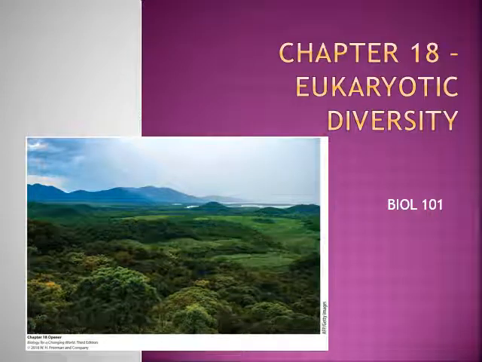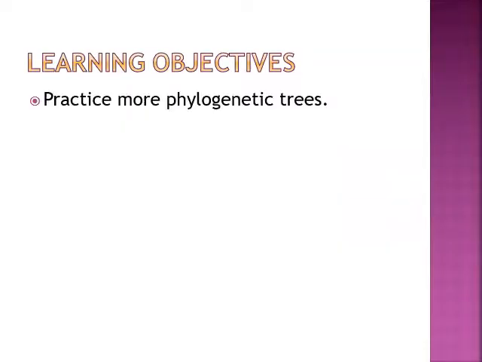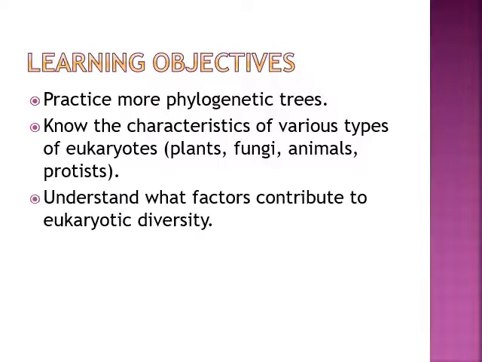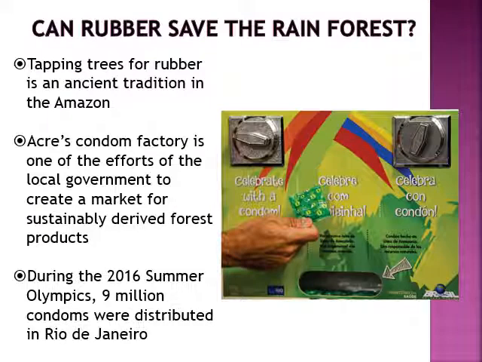Here we go. We're now getting into chapter 18, which is focused on eukaryotic diversity. By the end of this chapter, you will have a little bit more practice with phylogenetic trees, as well as know the characteristics of various types of eukaryotes, which include plants, fungi, animals, and protists, and understand what factors contribute to eukaryotic diversity.